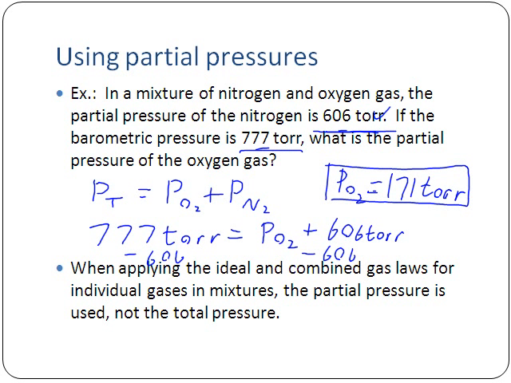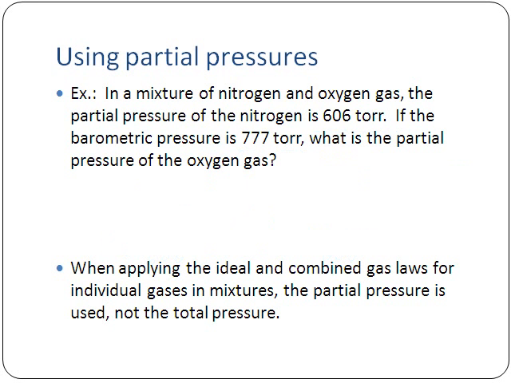So the rule is basically this. When you're ever applying the ideal or the combined gas laws for individual gases in a mixture, so, if I have a mixture of nitrogen and oxygen, just the nitrogen or just the oxygen, then the partial pressure is used, not the total pressure in any calculation. So in a mixture, if you're looking for one thing, you always use the partial pressure. So let's see an example of how this might work.